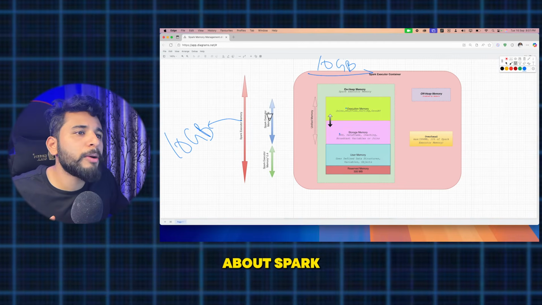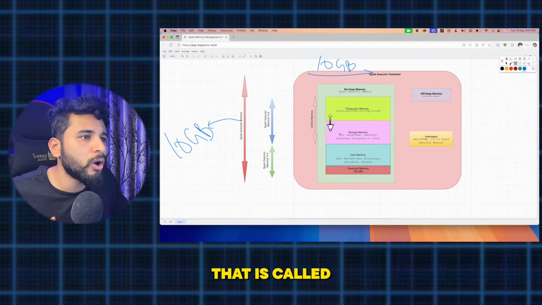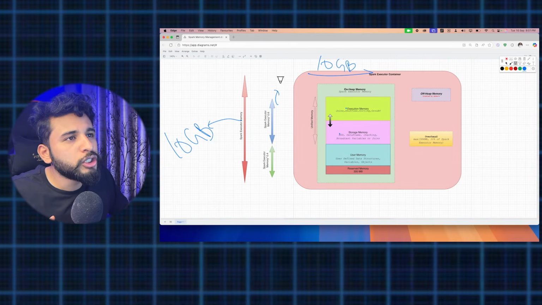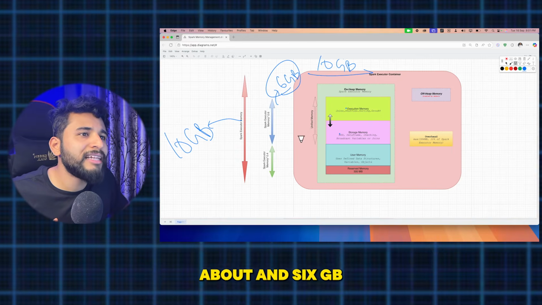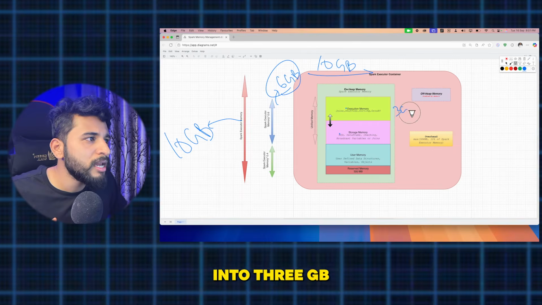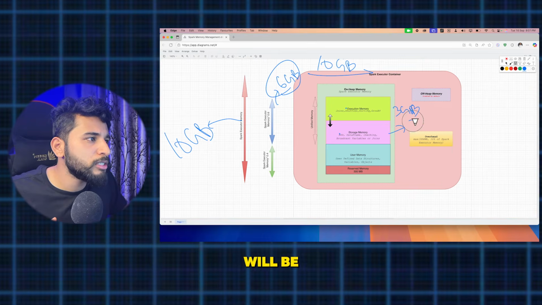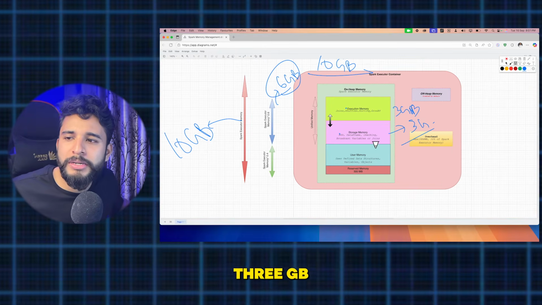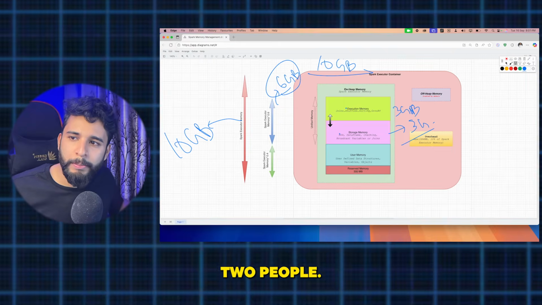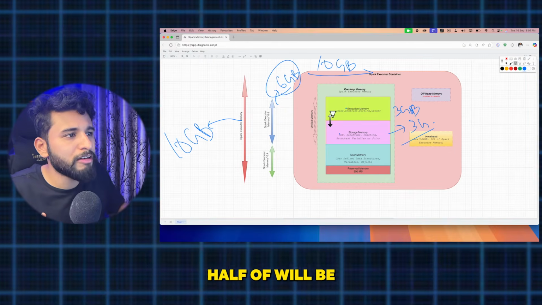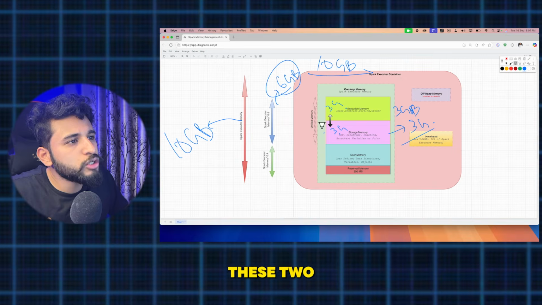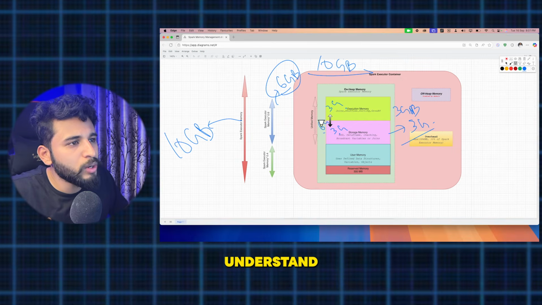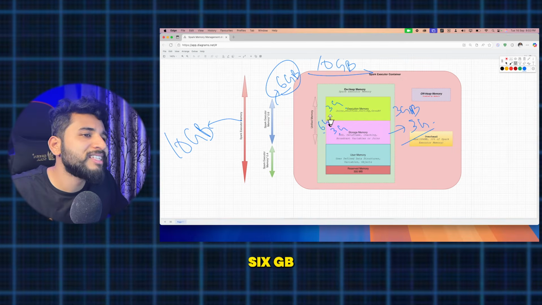But whenever we talk about Spark executor memory into 0.6, that is called the unified memory, and it will be 6 GB. Then 6 GB will be divided into 3 GB and 3 GB. 3 GB will be given to each of these two. That is very important to understand. Half, 0.5, will be given to each one, that is 3 GB and 3 GB, and these two combined will be 6 GB. Try to understand: the unified memory will be 6 GB.